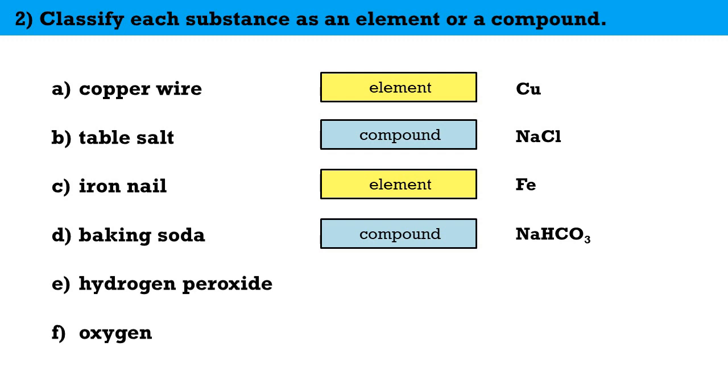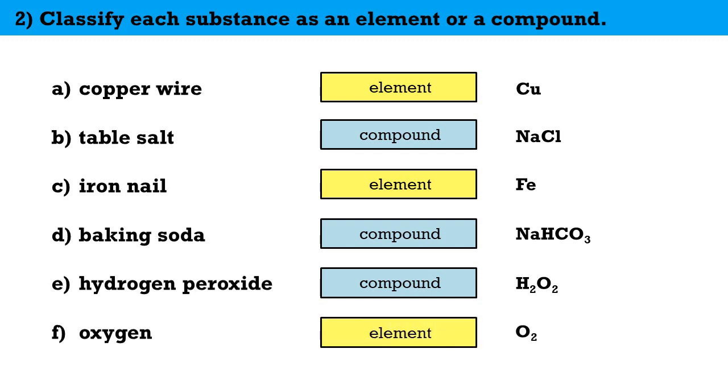Letter E, hydrogen peroxide. It is a compound. The formula of hydrogen peroxide is H2O2. It contains two types of atoms, hydrogen and oxygen. Letter F, oxygen. It is an element. Oxygen is diatomic and its formula is O2. It is only made up of one type of atom, which is oxygen.